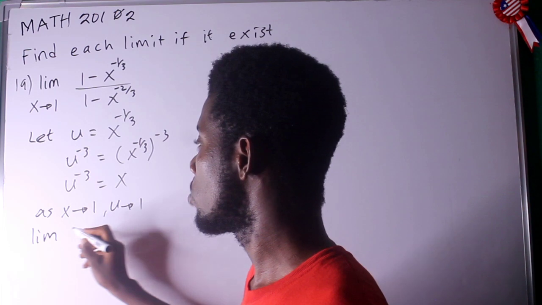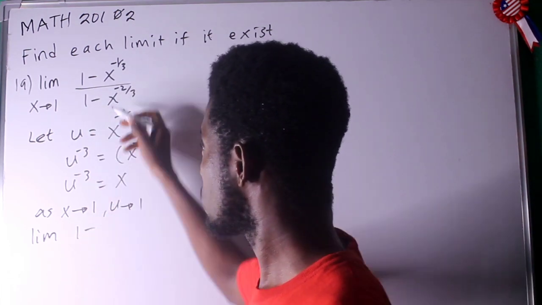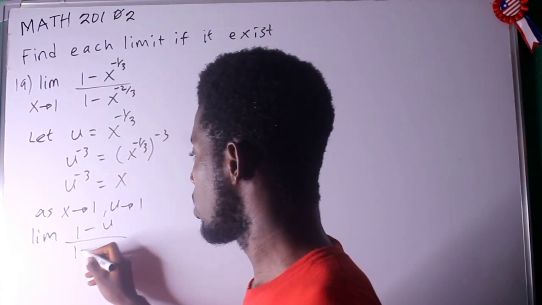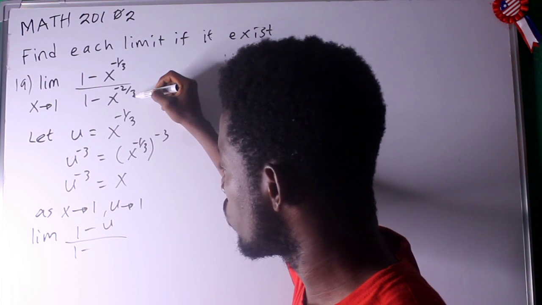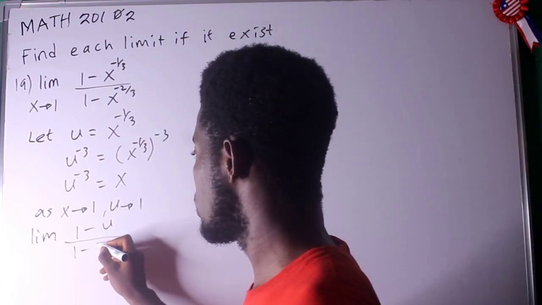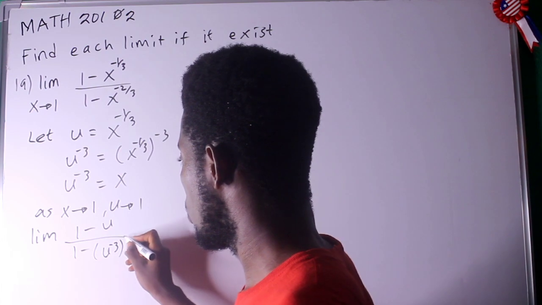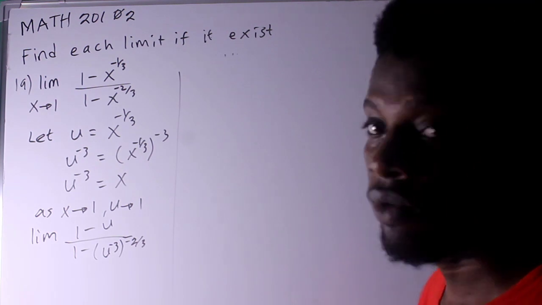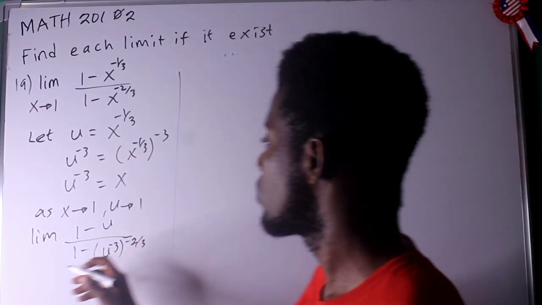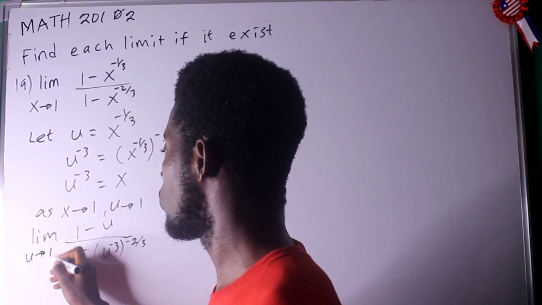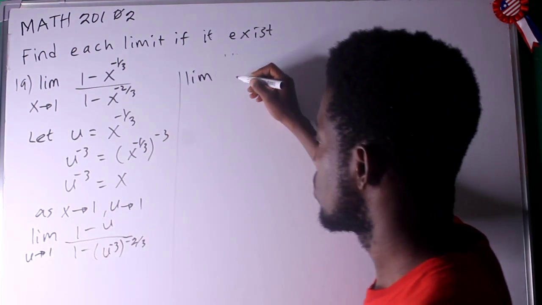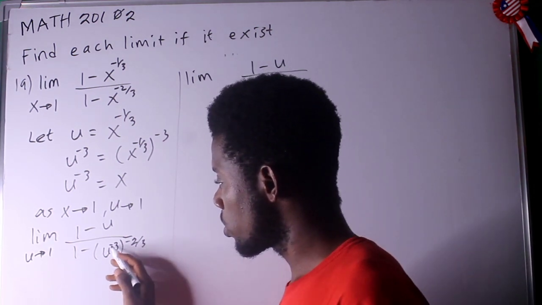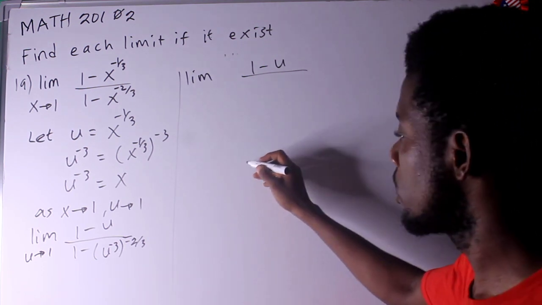Therefore, the entire question becomes the limit of 1 minus u, all divided by 1 minus x to the power of negative 2 over 3. So what is x? x is u raised to the power of negative 3, all raised to the power of negative 2 over 3. So what will we observe once we complete that? We have, as u approaches 1, the limit of 1 minus u all divided by, let's just do the simplification.